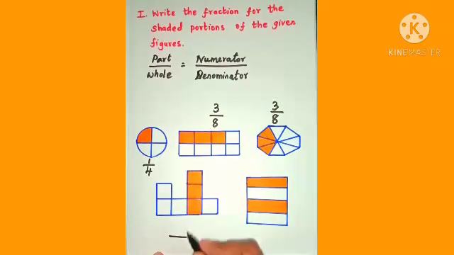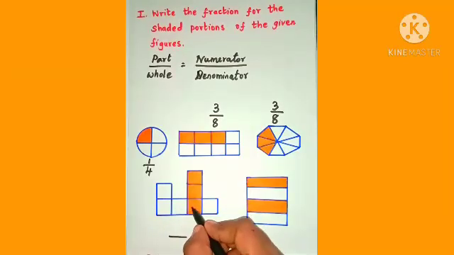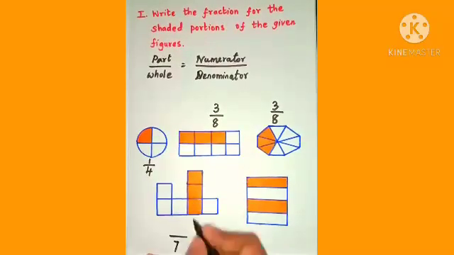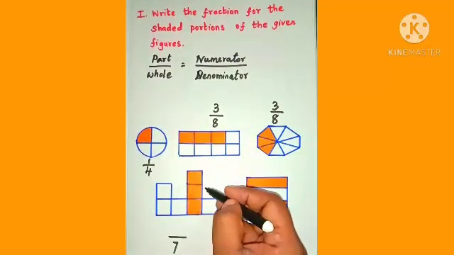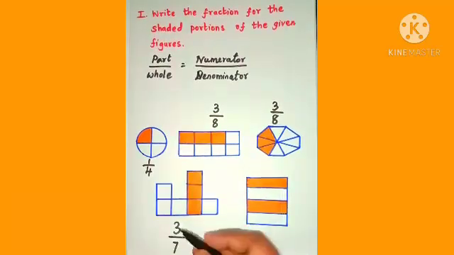Here come to this figure. First write down the denominator, the total number of parts that make up a whole. How many parts are there? 1, 2, 3, 4, 5, 6, 7. And how many parts are being colored? 1, 2, 3. Here 3 represents the numerator and 7 represents the denominator. 3 represents the number of parts being shaded, colored, and 7 represents the total number of parts.